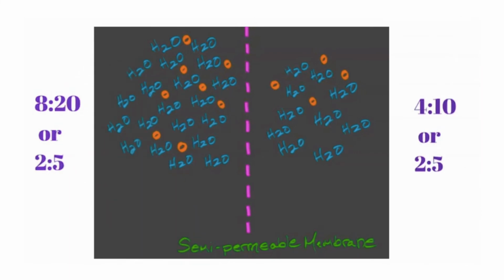Okay, so let's look at some examples right here. In all these images, we are going to have 20 water molecules on the left side of this pink semi-permeable membrane. And on the right side, we're going to have 10 water molecules. So if we just count the right side just for fun, 1, 2, 3, 4, 5, 6, 7, 8, 9, and 10 water molecules.